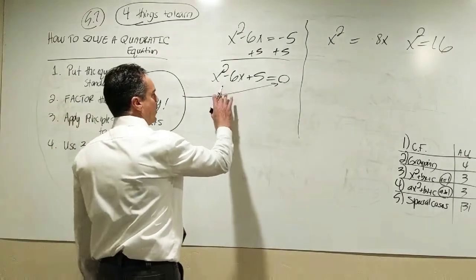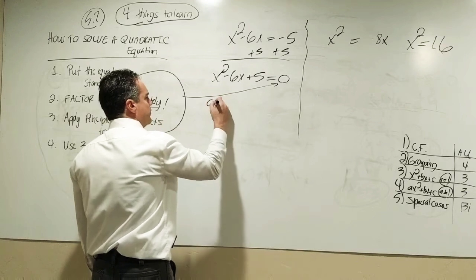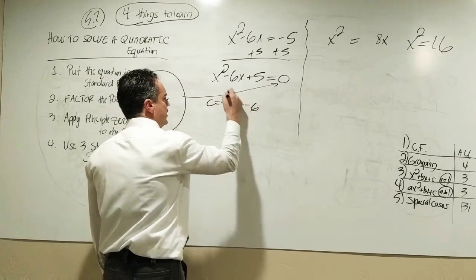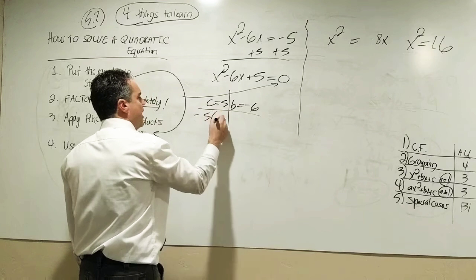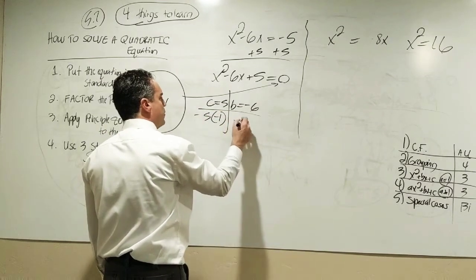Method 3 is our possibility. We check for a common factor. We don't have one. And so again, we say, yep, c equals 5, b equals negative 6. Negative 5 and negative 1, when multiplied together, make positive 5. When added together, make negative 6.